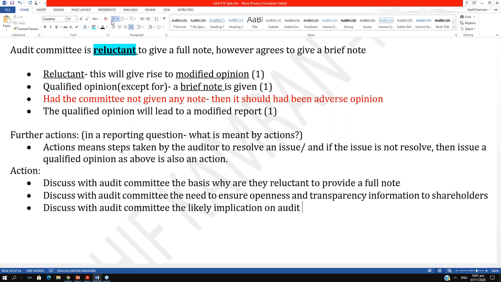You're not telling, you're just writing a journal statement, right? You're saying discuss with audit committee the likely implication on audit report if the full note is not given. So you are trying to pressurize them, right? You're trying to intimidate them. Have you discussed the implication on the audit report in a separate part of this question? So you're just writing a journal sentence that you should discuss with the audit committee the likely implication, and you have already informed the examiner of the likely implication.